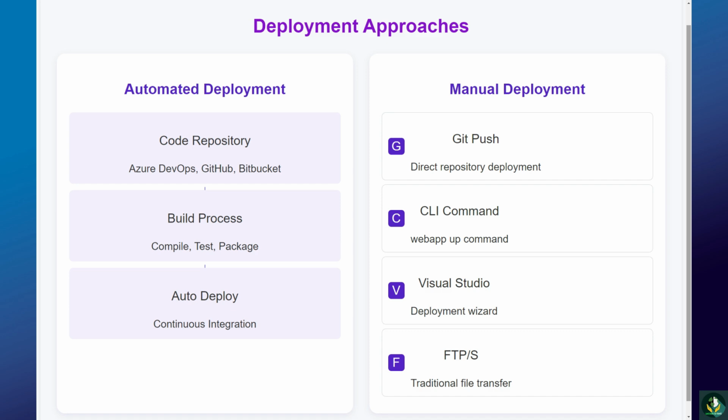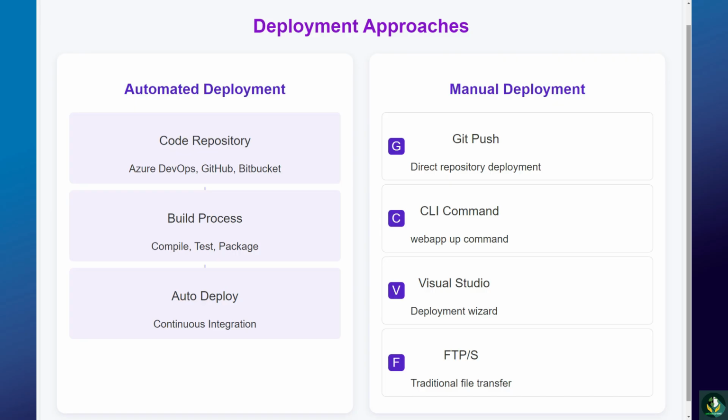The Azure CLI offers a streamlined deployment experience through the web app up command. This powerful command handles multiple deployment steps in one operation, including creating a new app service web app if needed. It's particularly useful for scripting deployments or integrating with custom deployment tools.